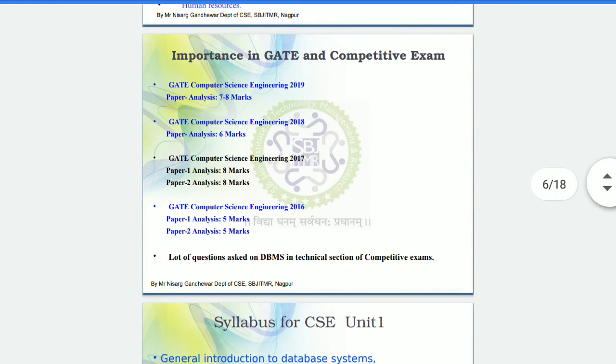Next one is importance. What is the importance of this particular subject in the GATE exam, as well as various competitive exams?